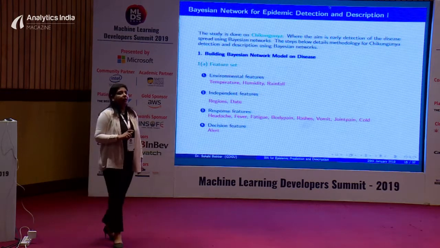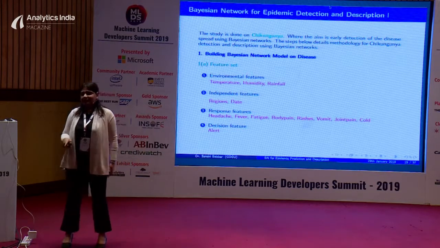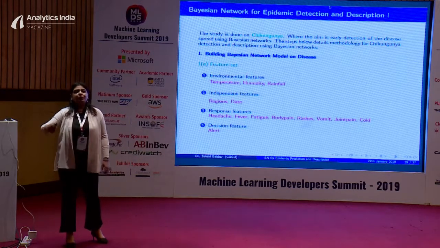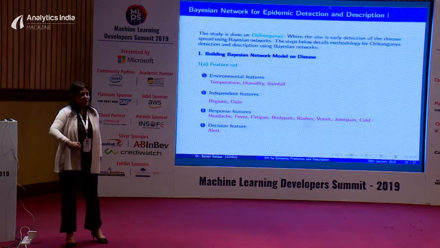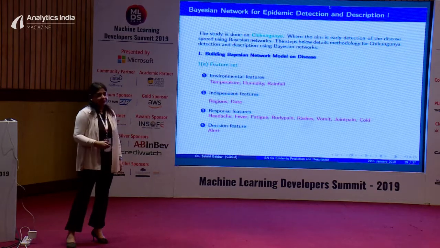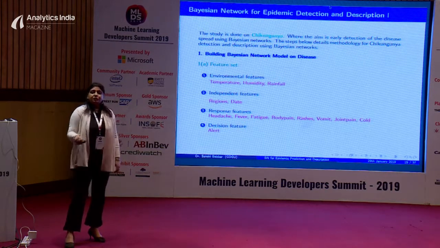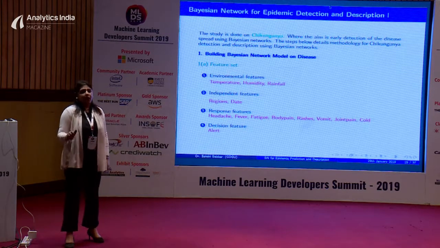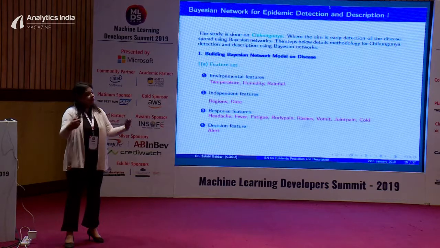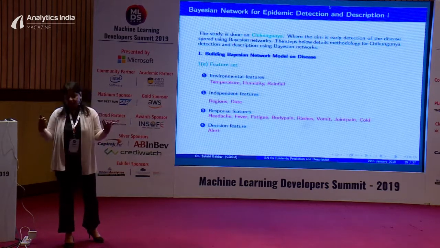So as I said, I'm going to address the problem of chikungunya virus based on Bayesian network. From now onwards, I'm going to detail what methodology I took in order to predict chikungunya and how I did that. Since I'm going to use a Bayesian network, the first thing I require is the variables. So what are the different variables which are of interest whenever we talk about chikungunya?